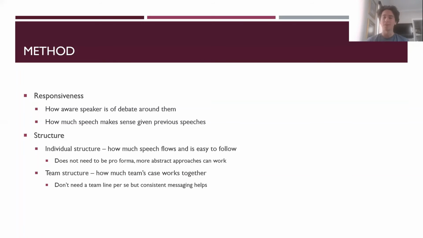Finally is method. So method has responsiveness and structure. So responsiveness is how much their speech makes sense in the debate. So this is stuff like rebuttal, stuff like not arguing things that the opponent has pre-rebutted. This is probably trickiest in secret topic debates, but also comes up in prepared debates where people often see that the other teams use a strategy that nullifies some of their material, and hopefully they can think on the fly and move around that.